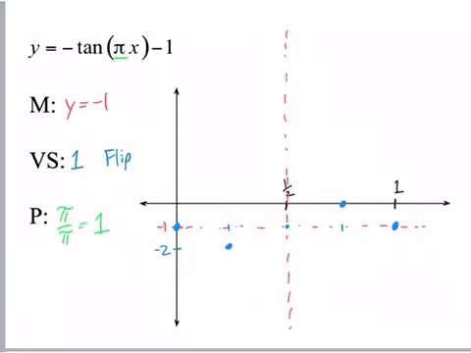So now we sketch it in. Your graph will start here, hit right there, and go down towards the asymptote. It'll come like this and start approaching the asymptote, just like that. And we have one period of that tangent function.